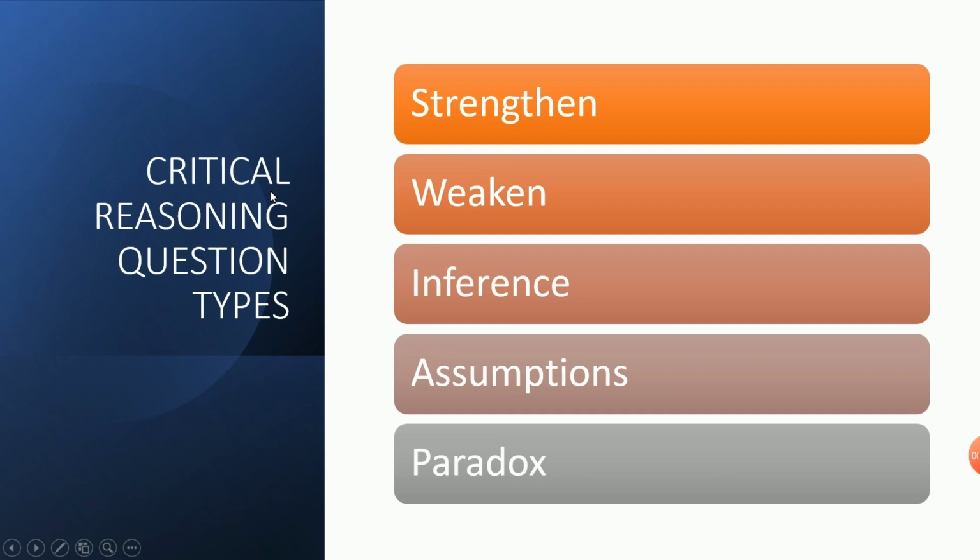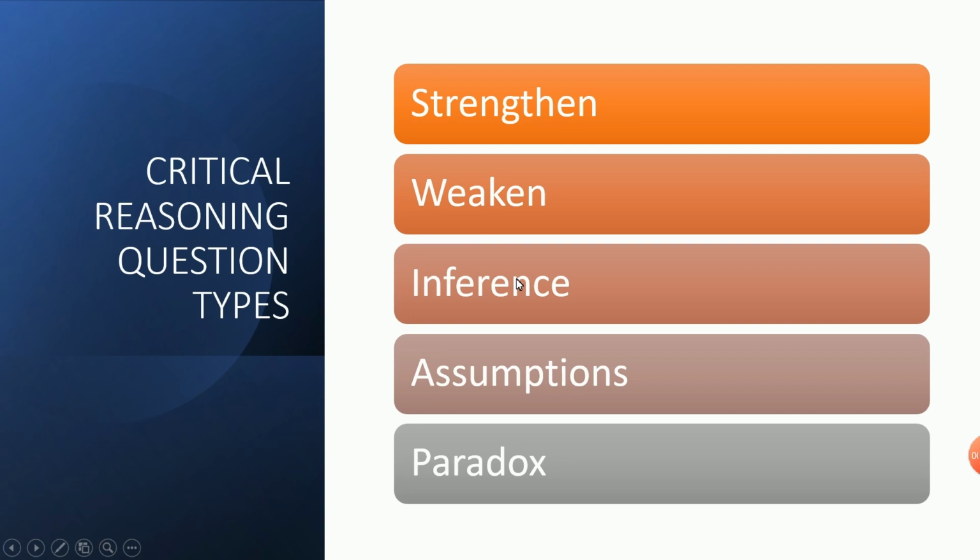You have to strengthen the given statement by your own option, by your answer. Then weaken. This is the opposite of the first one, where a statement would be given and you have to weaken the statement by the answer you are giving. Next, third one is inference.